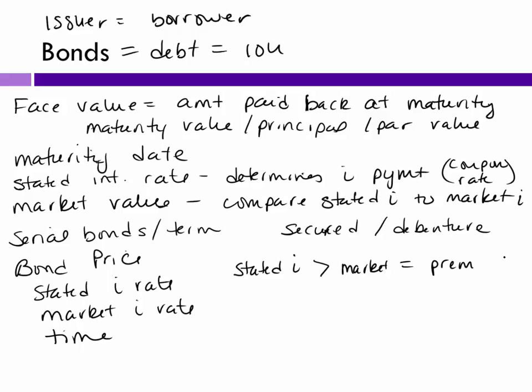Everybody's going to want mine. If my bond is paying 10% and the going market rate is 7%, everybody's going to want my bond. So I can actually charge more. And I can use that extra to offset the fact that I'm paying a higher interest rate.